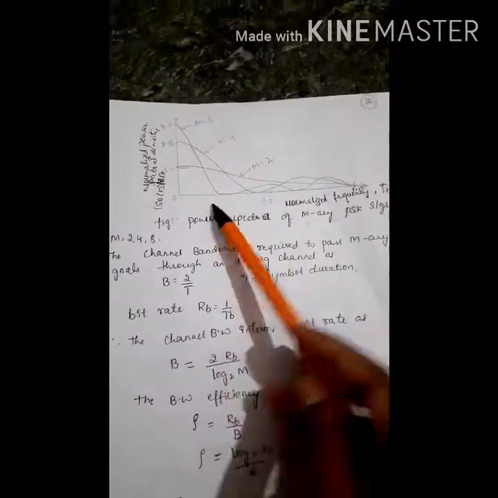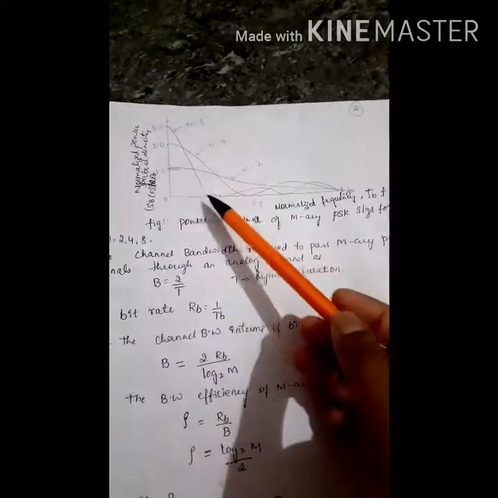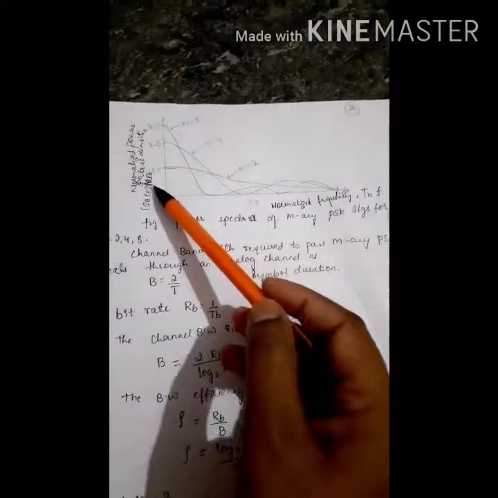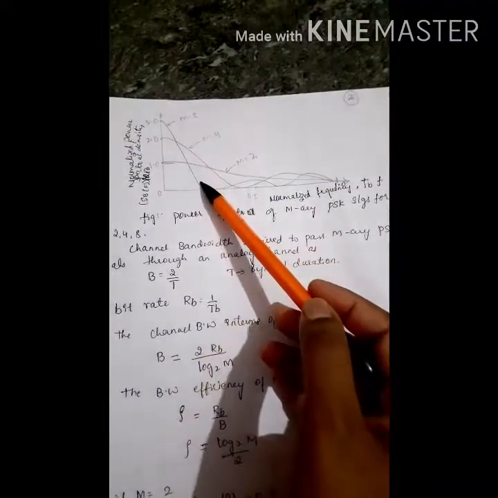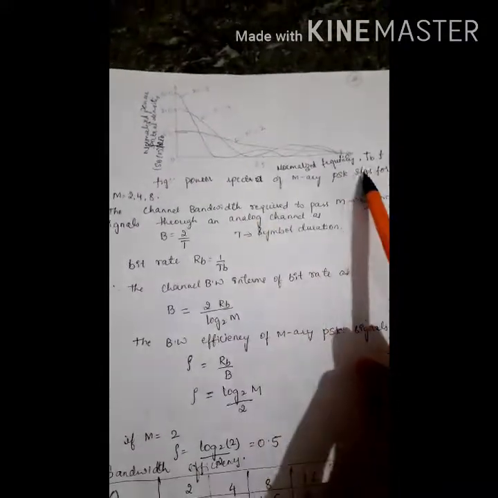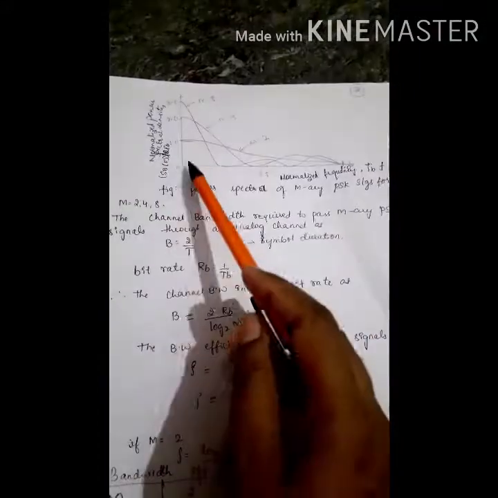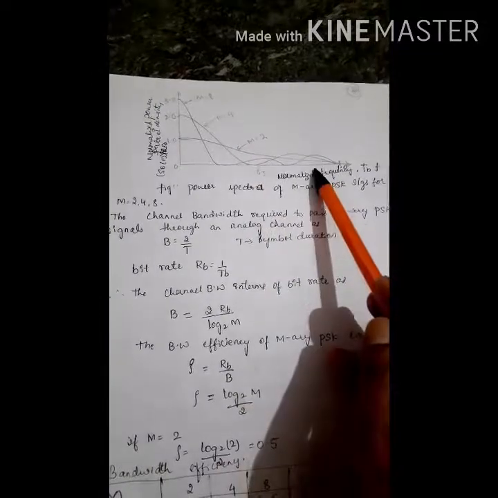At frequency 0, the power spectrum is very high. When we increase the frequency, the power spectral density also decreases here. These are M equals 2, M equals 4 and M equals 8, and this is how the signal reduces.